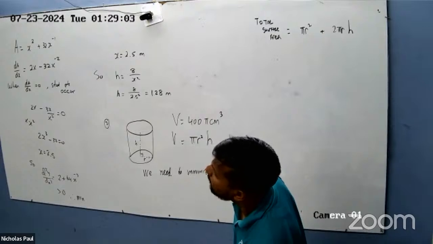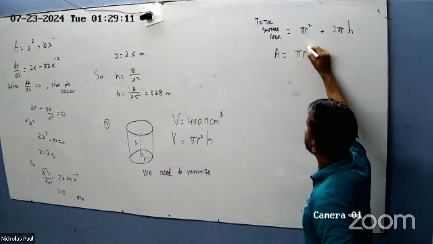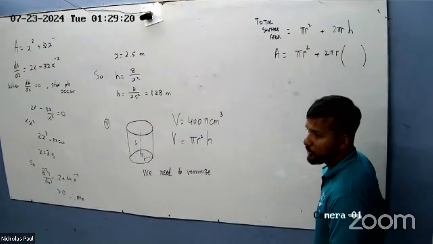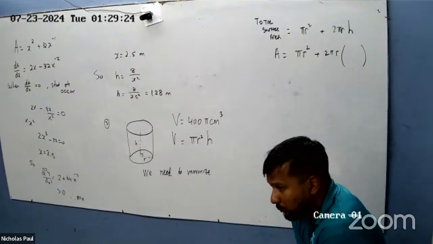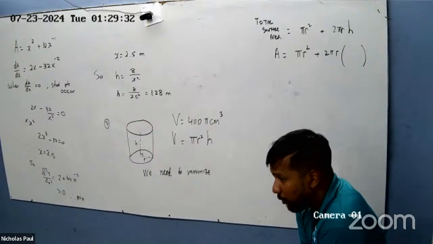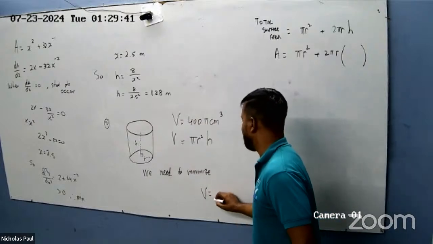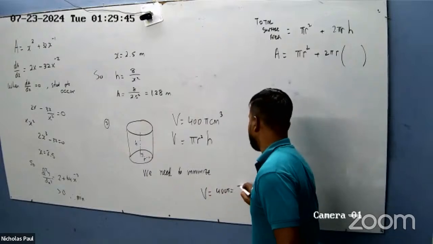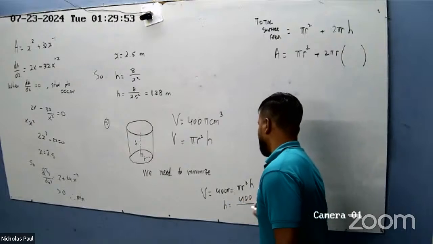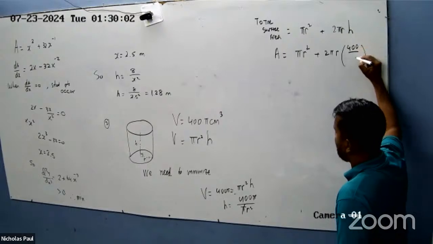What's the problem with this equation here? Two variables. Pi is a constant, right? So how do I find h? What to do to find h? You have the what? Volume. So I can put the volume here and find the h, right? So we know that V is equal to 400 pi is equal to pi r squared by h. So I can make h the subject and I'll get 400 pi over pi r squared. So h is 400 over r squared.